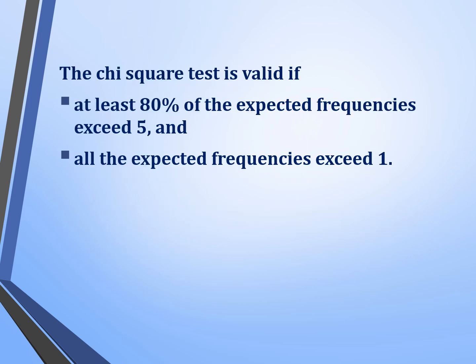An important thing that you should know about this test is that the chi-square test is valid only if at least 80% of the expected frequencies exceed 5 and all the expected frequencies exceed 1.